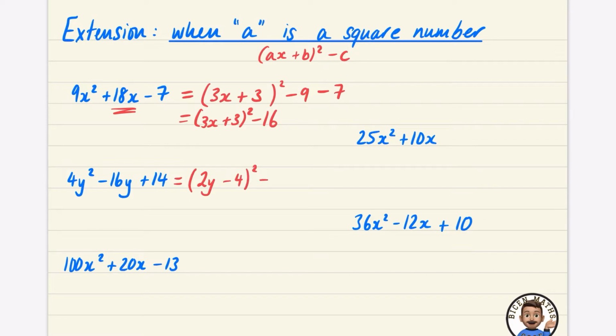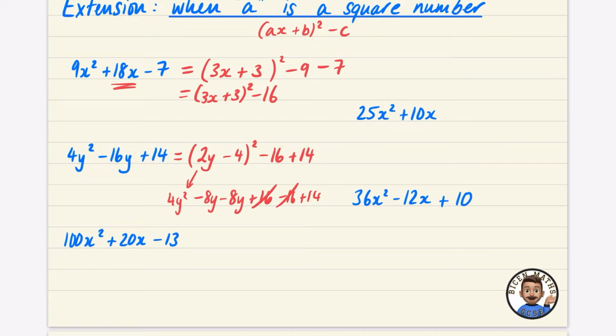We're also going to have to subtract the 16, which is from this part. And of course, there's still the plus 14 from before. So just double checking to see if that works. When we expand this bracket, you would get 4y squared minus 8y plus 16. Great. You then got the minus 16 and the plus 14. They cancel, and yeah, you do actually end up with this thing that we've got here.